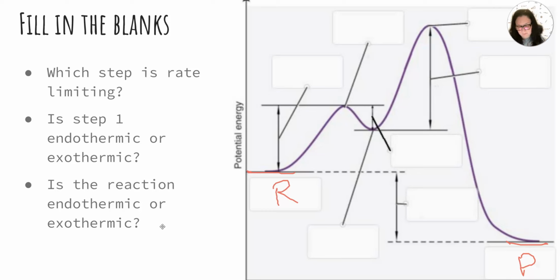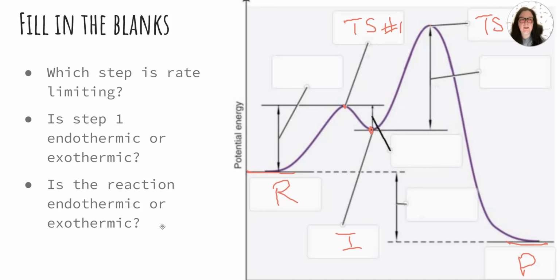All right, let's see. What did we call the valley? What were the valleys called? Intermediates. All right, so now the top of this peak is called a transition state. And this is the transition state for step number 1. And then I have the top of this peak, which is the transition state for step number 2.